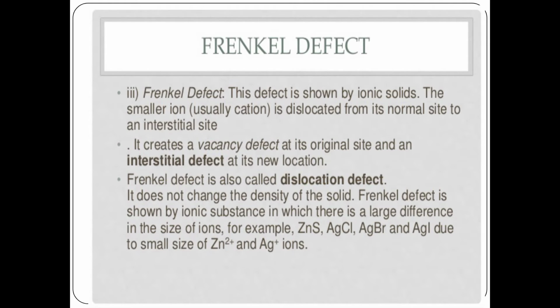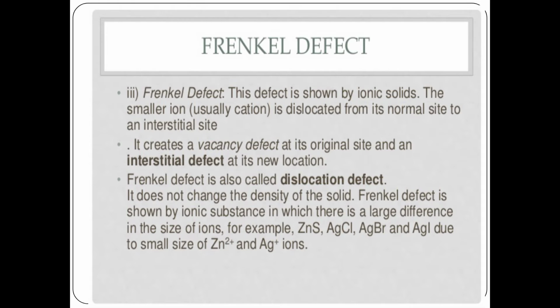It is shown by ionic solids. We know in an ionic compound the cation will be smaller. It is dislocated from its normal site to an interstitial site. Such a defect is known as a Frenkel defect. It creates a vacancy and an interstitial, so both the vacancy and the interstitial defect are there. It is also known as a dislocation defect.